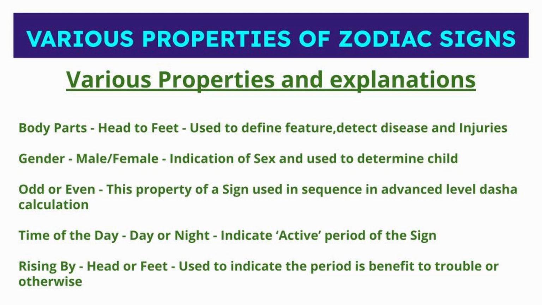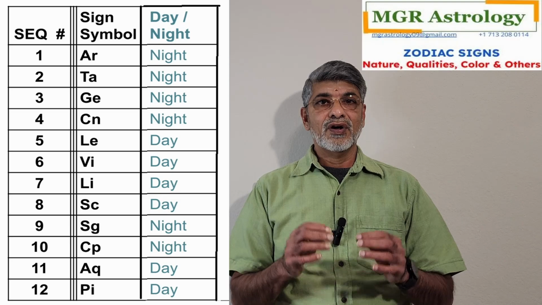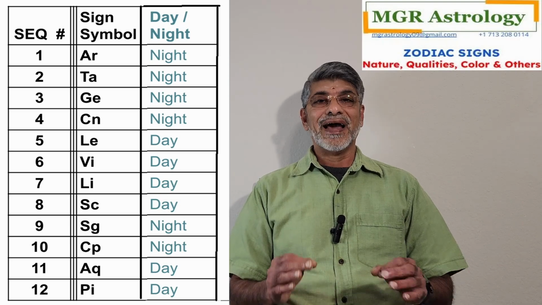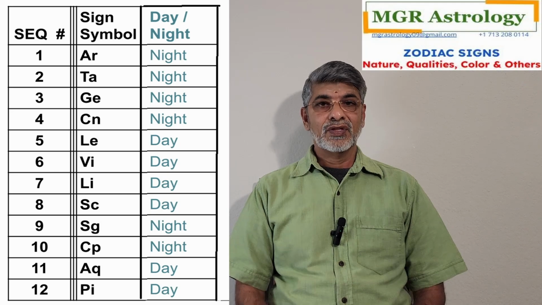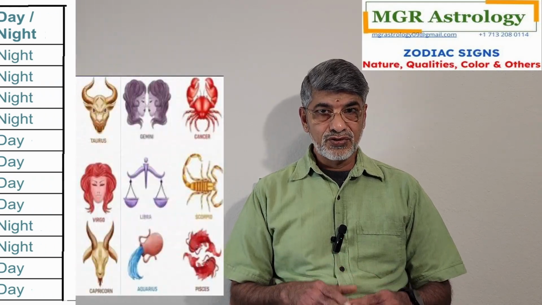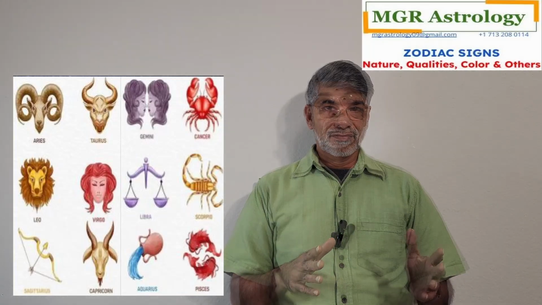The next property, the third property, is the time of the day, that is day and night. The use of this property is to find out when the rasis will be active, whether it is in the daytime or in the night time. Sometimes it is also used for nighttime birth and daytime birth.